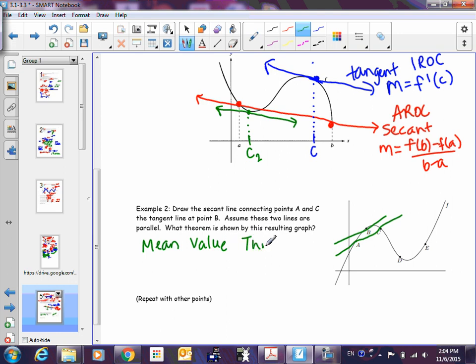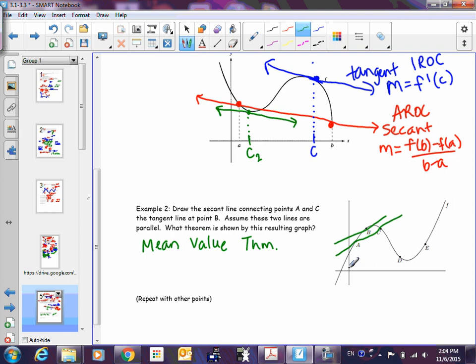So a month from now, if I give you this problem again, how are you going to know that it's mean value theorem instead of extreme or intermediate? Parallel lines, that's the biggest indicator here. One of these represented average rate of change, which is what mean means, mean value theorem.